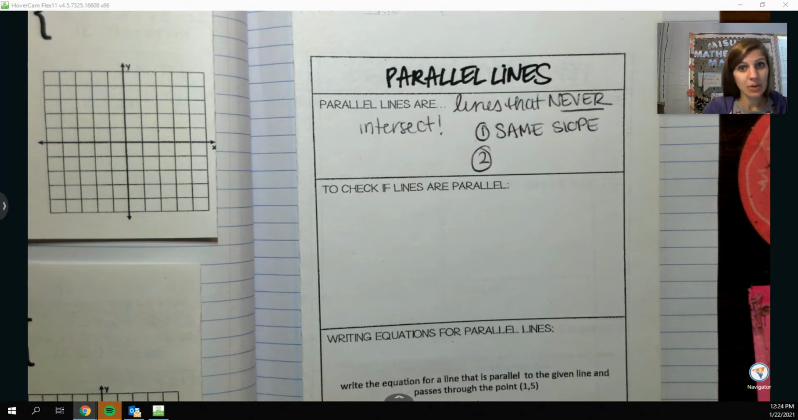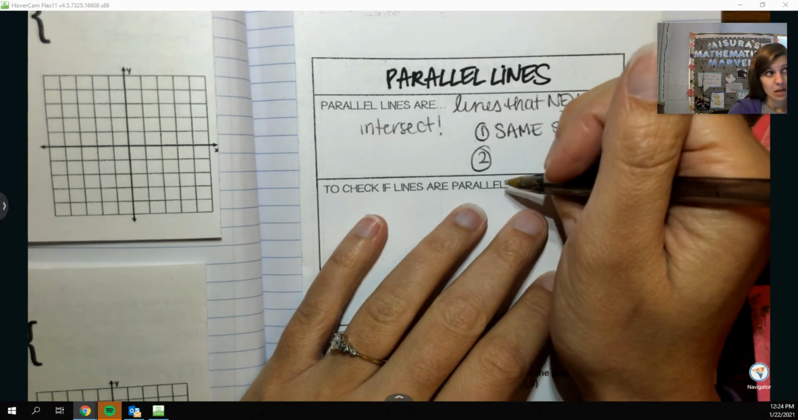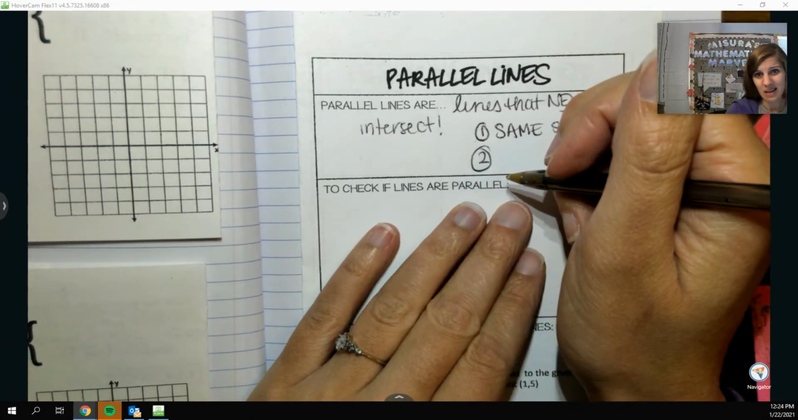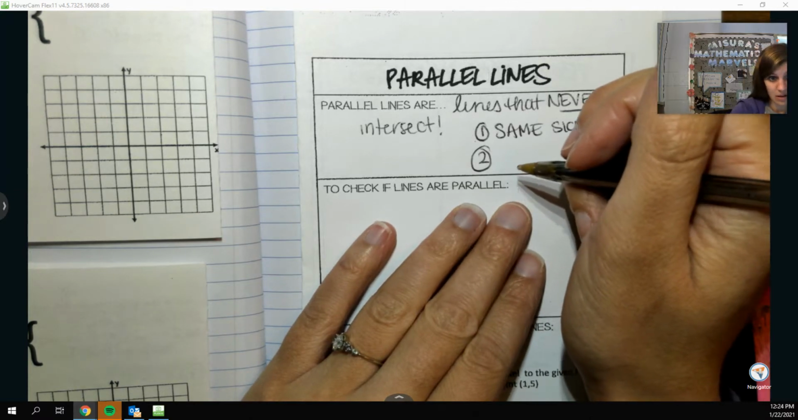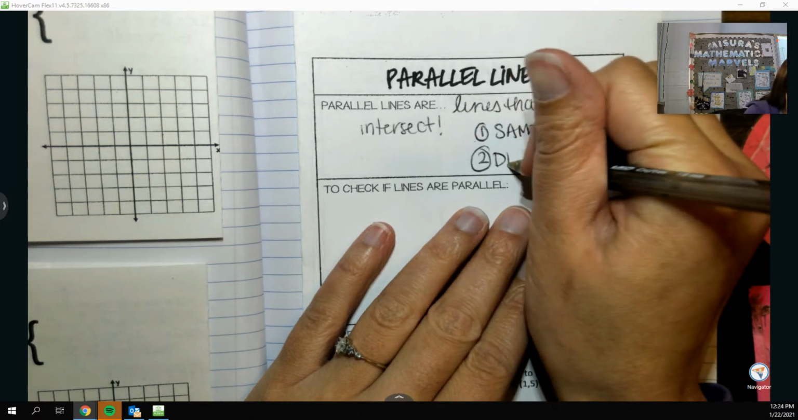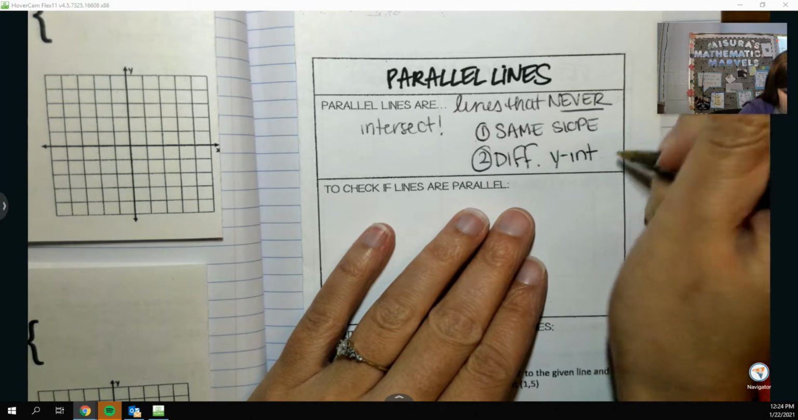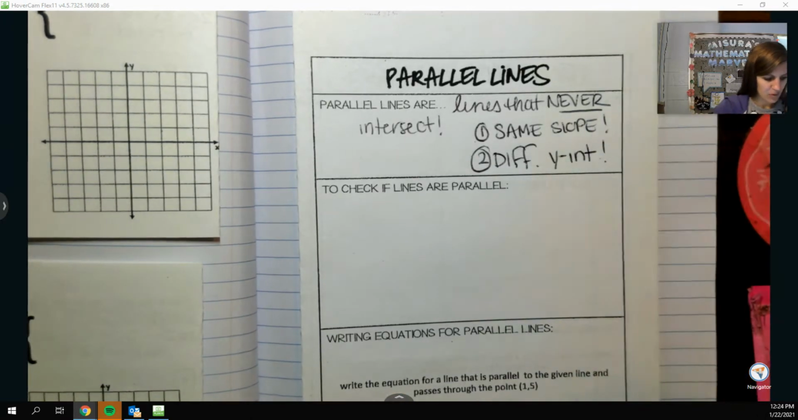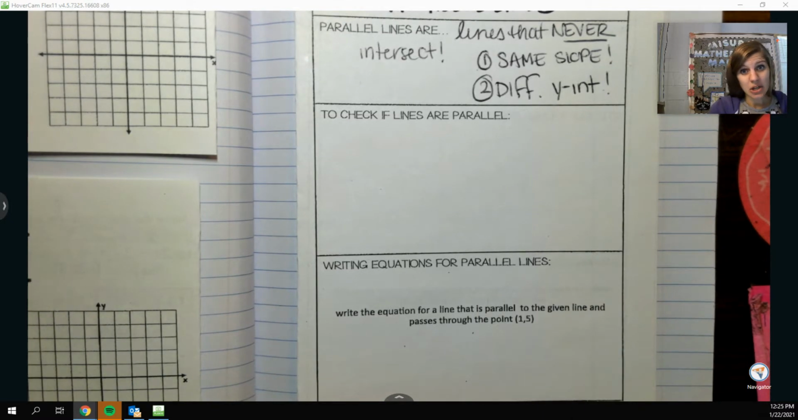But when you're looking at the equation, it's sometimes a little harder to know if the y-intercept is the same or not. And it can't be because then it's the same line. If they have the same slope, same y-intercept, that's just the same line twice. So that's silly. So we need to have the same slope, but different y-intercepts. Same slope, different y-intercepts.